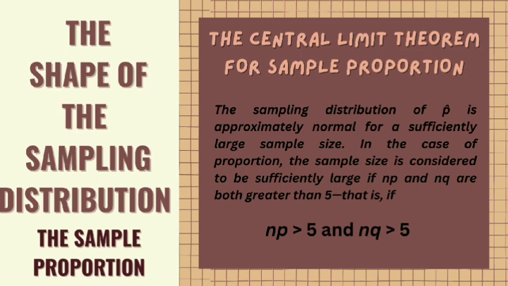According to this theorem, in the realm of proportions, the sampling distribution of the sample proportion becomes approximately normal for a sample size that is considered sufficiently large, specifically when both np and nq are greater than 5. Note that np means the product of the sample size and the proportion of successes, and nq means the product of the sample size and the proportion of failures.